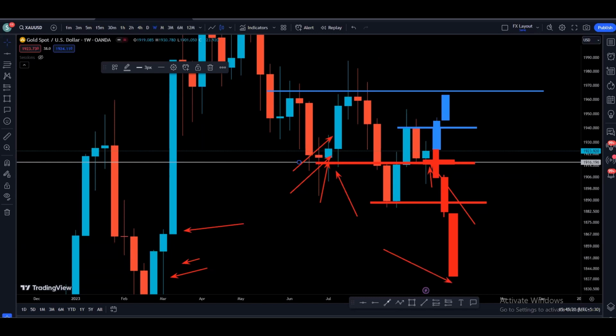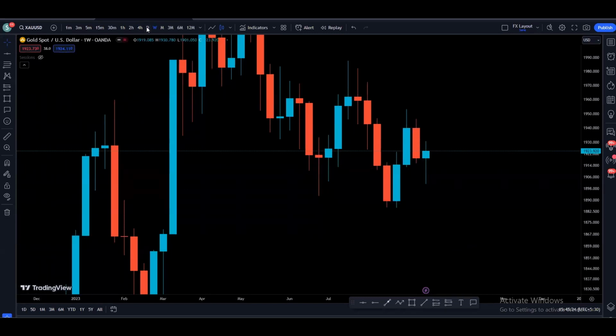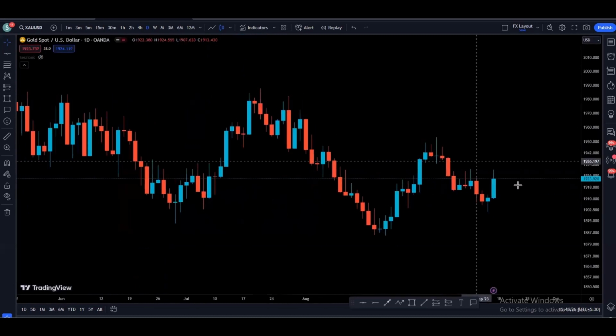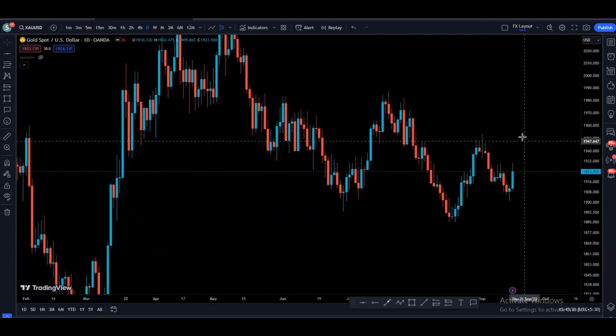So that is something on the weekly time frame. Now let's go to a daily time frame to find more details about what is happening. The daily time frame also looks bearish because we are making lower lows and lower highs.